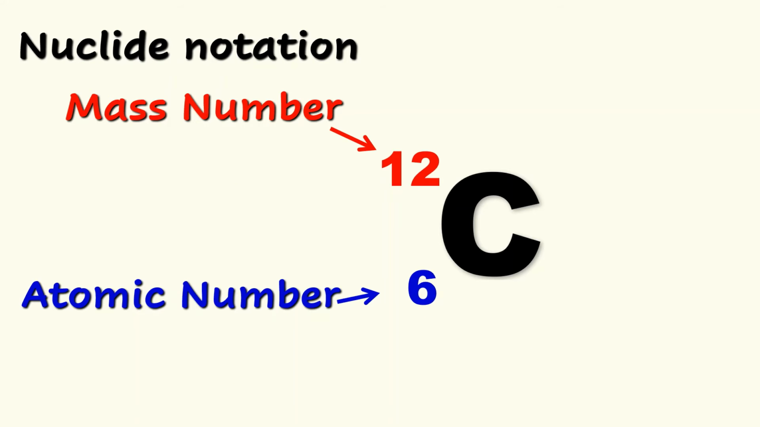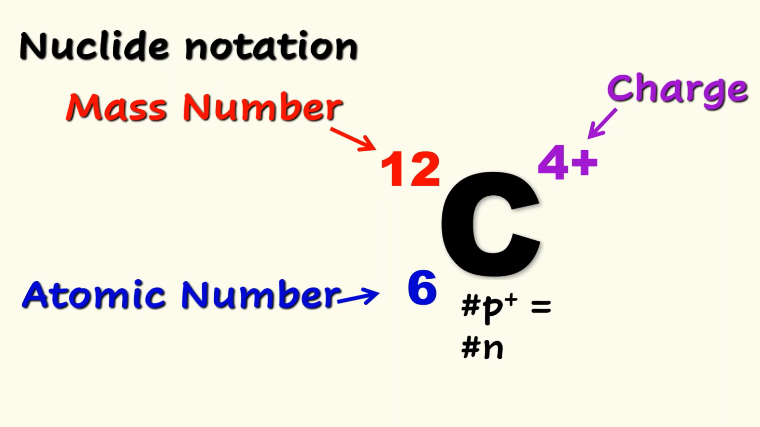Sometimes we're going to have ions, and when there is a charge, it's written in the upper right-hand side of our nuclide or isotope notation. So this tells us that overall, there's a positive 4 charge. So let's see if we can figure out the number of protons and neutrons and electrons. We should remember that the number in the bottom left is always the number of protons. To find the number of neutrons, we need to subtract the atomic number from the mass number, which comes out to be 6. So the number of neutrons is 6.